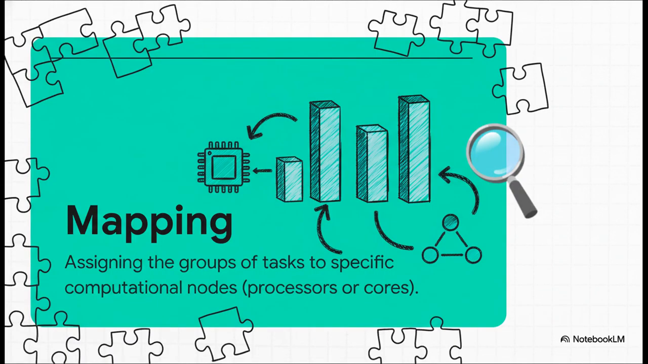Okay, so the last piece of this puzzle is called mapping, and it's exactly what it sounds like. Now that we have these nice, big, manageable tasks, or columns, we just have to assign each one to an actual processor that's going to do the number crunching.